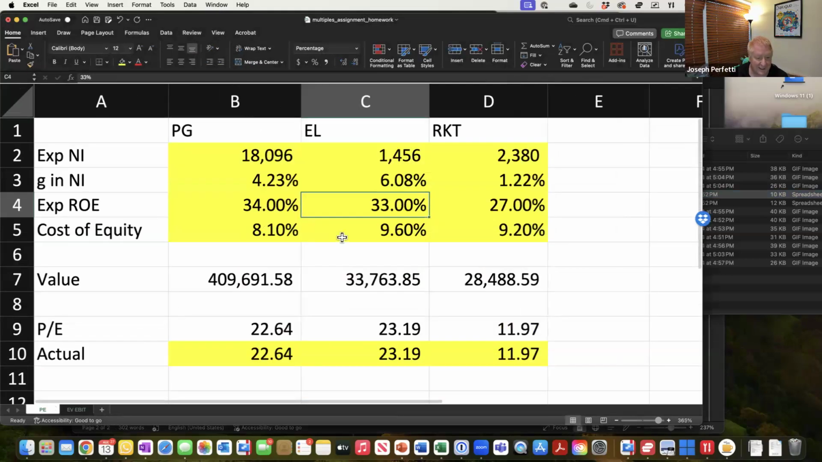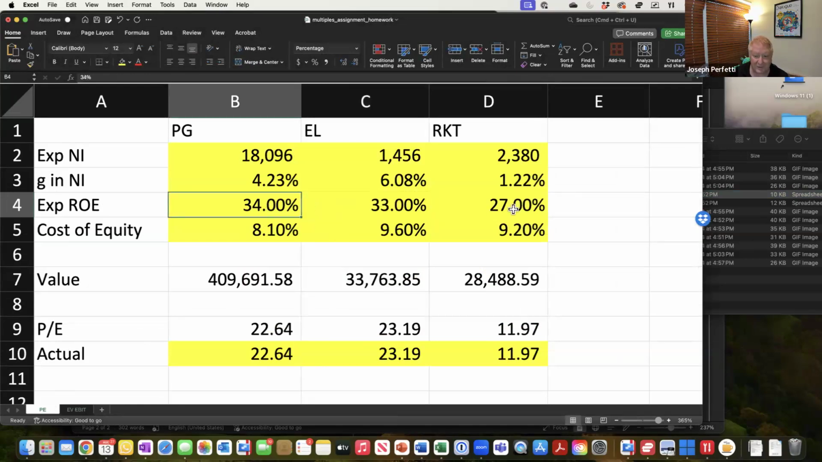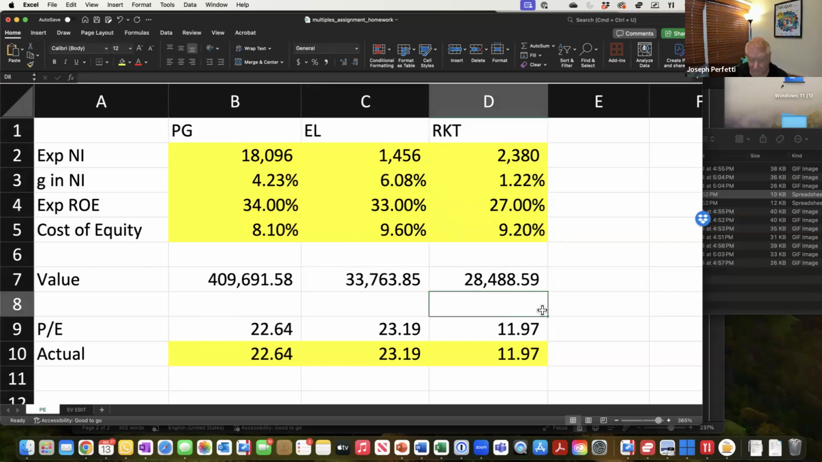But back here to the PEs, these would be the PE multiples: for Estee Lauder 33, Procter & Gamble about 34, RKT was lower at about 27, based on looking at the next 4 years, and then solve for the Gs. And the whole point, as we get to the analysis, is what's really different about RKT and their low multiple is this very low growth rate. Said a lot in a short period of time.